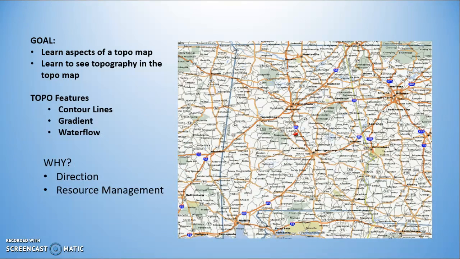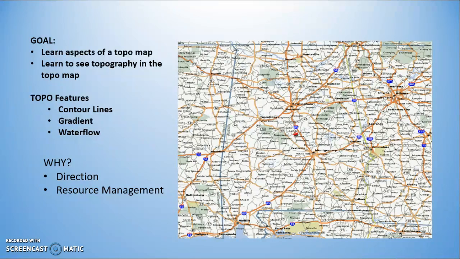So the goal of this video is for you to learn the different aspects of a topographical map and to learn to see the topography that map is showing you. The different features we're going to be looking at are the contour lines, how to determine the gradient, and how to find the water flow. Why are we doing this?